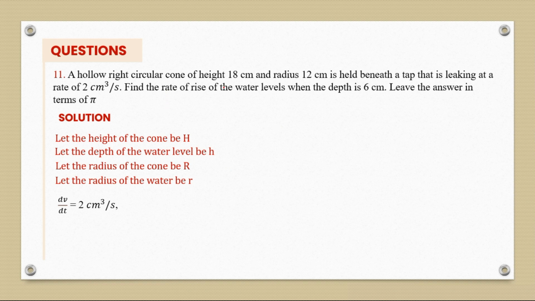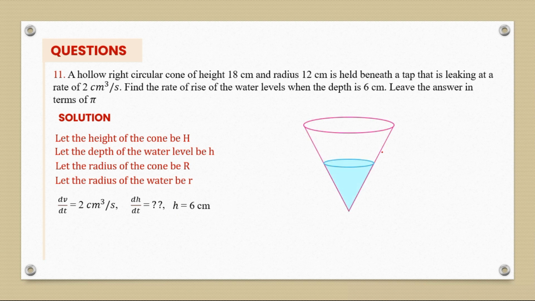So I'm being told to find the rate of rise of the water level. So that means if the depth of the water or the height of the water is small h, we're going to be looking for dh/dt. So that's what we're looking for. We've been told to leave the answer in terms of π, and we've been told to find the rate of rise of water when the depth is 6 centimeters. So that means we want to do it when h is 6 centimeters.